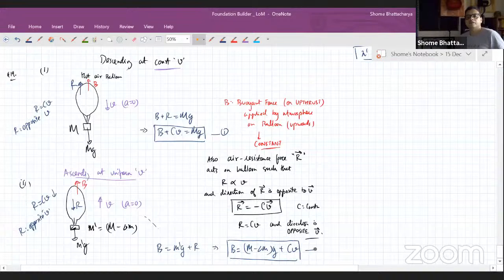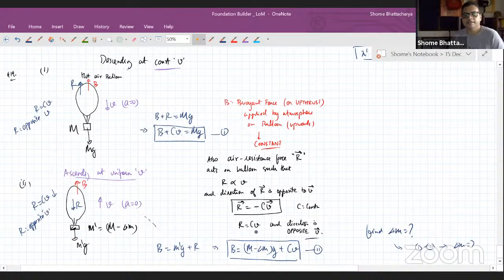Now we have to find out delta m, how much mass we are removing. So for that, we can just do one thing: compare equation 1 and 2, add them. Okay, so to find delta m, add equation 1 plus 2, and you will get the value of delta m, how much mass is being removed. So just try this out.